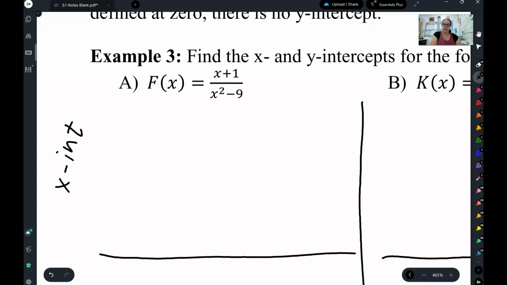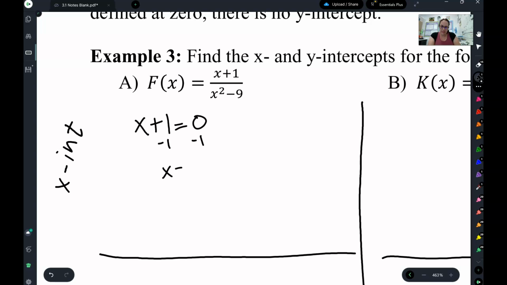Let's find the X-intercept of this one. X-intercept, we set the numerator, x plus 1, equal to 0, and solve. And I get x equals negative 1. Now, X-intercepts are always graphed as points, which means I need to write them as a point. So X-intercepts are always the point, comma, 0. That's how we write them.